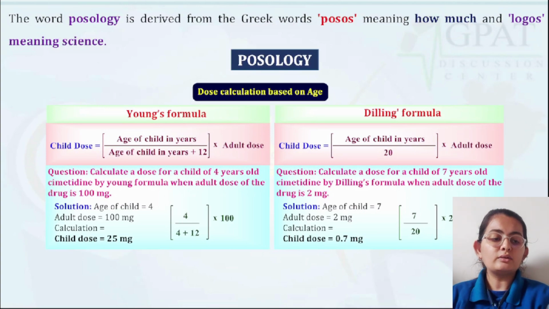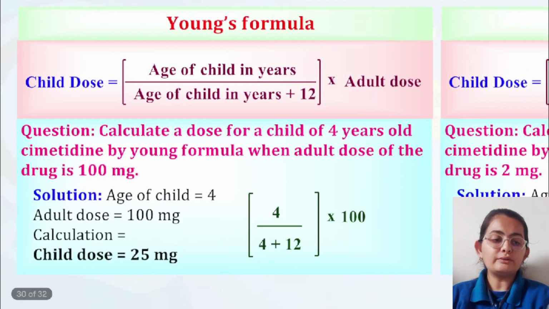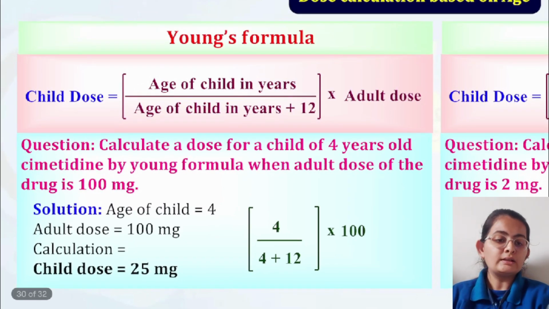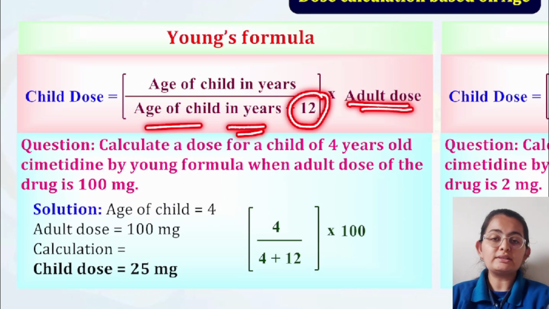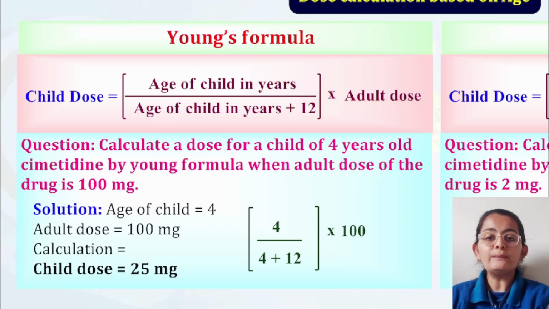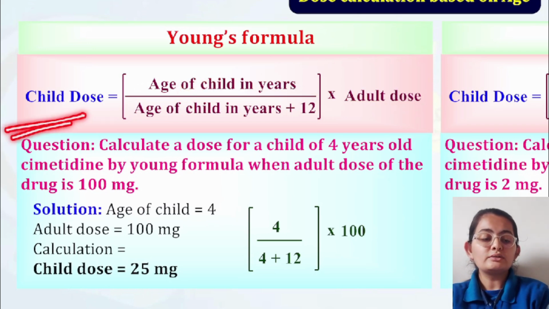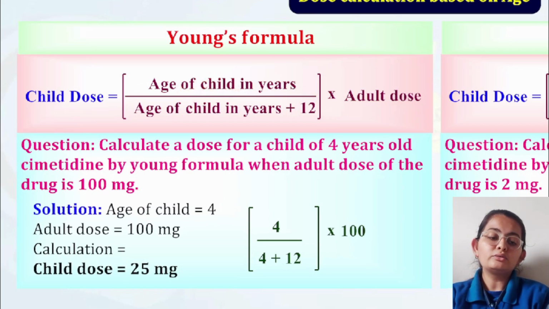So let us get started with dose calculation based on age. Based on age, we have first the Young's formula in front of you. I hope it is visible. Yes. So first of all, the child dose by Young's formula can be calculated by age of child in years divided by age of child in years plus 12, into adult dose. This is the Young's formula, and it is from the category of determination of dose based on age. Whatever the question asks, they will ask you the dose calculation or child dose. So you just have to add the age here and do the further calculation.